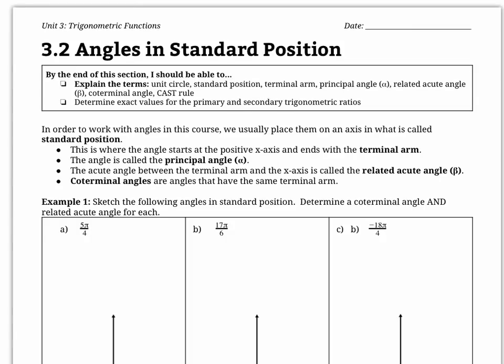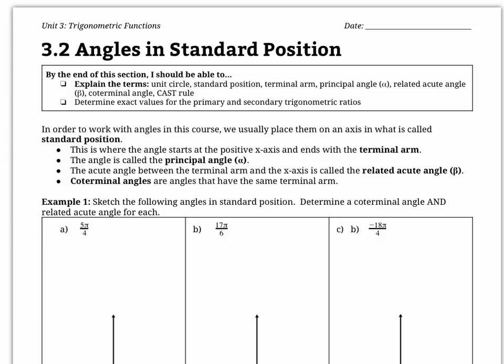In this lesson, we're going to revisit some concepts that we've looked at in previous years that we worked with in degrees, and we're going to apply them to radians. So the terminology has not changed. We know that an angle in standard position is an angle that starts on the positive x-axis and ends with the terminal arm.